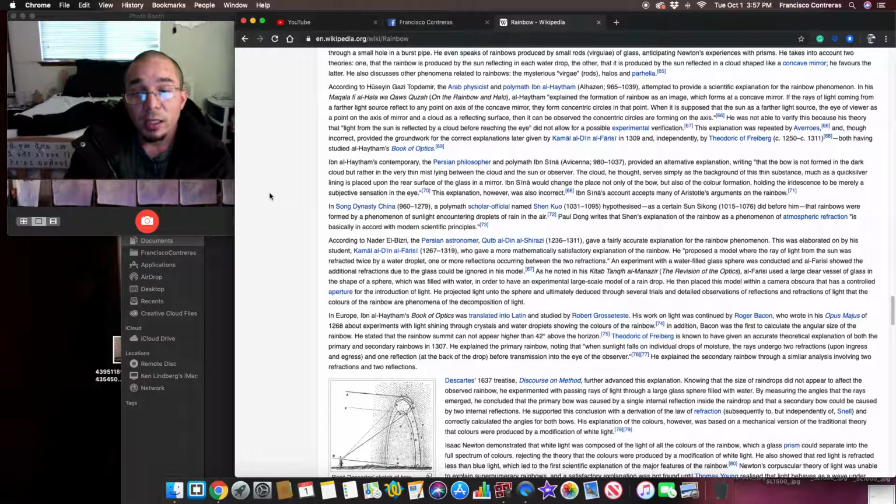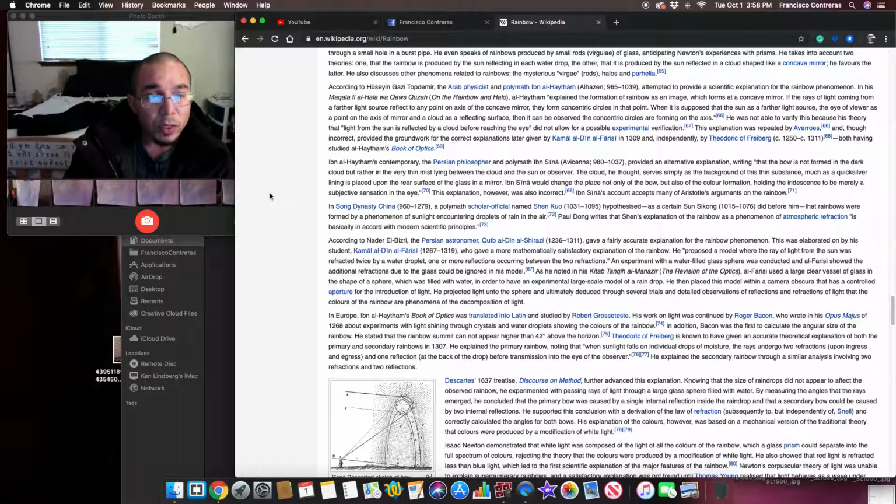According to Nader El-Bizri, the Persian astronomer Qutb al-Din al-Shirazi, 1236 to 1311, gave a fairly accurate explanation for the rainbow phenomenon. This was elaborated on by his student Kamal al-Din al-Farisi, 1267 through 1319, who gave a more mathematically satisfactory explanation of the rainbow. He proposed a model where the ray of light from the sun was refracted twice by a water droplet, with one or more reflections occurring between the two refractions.